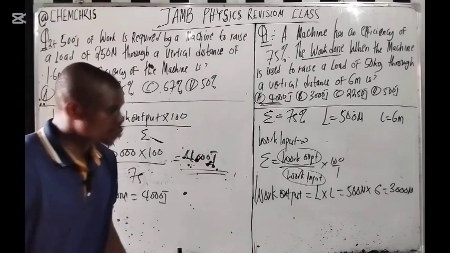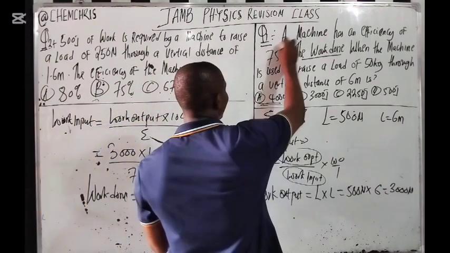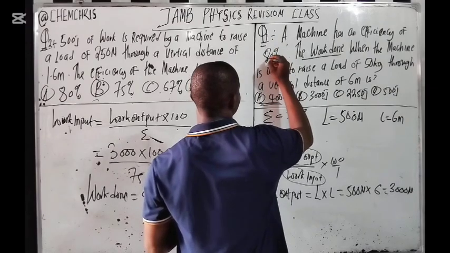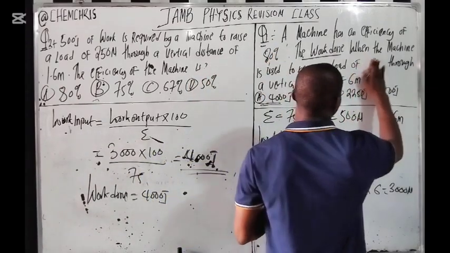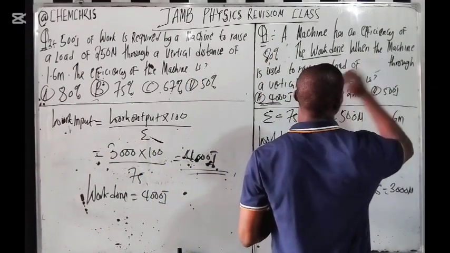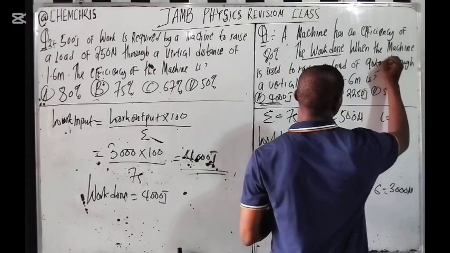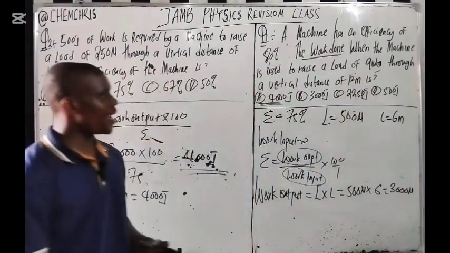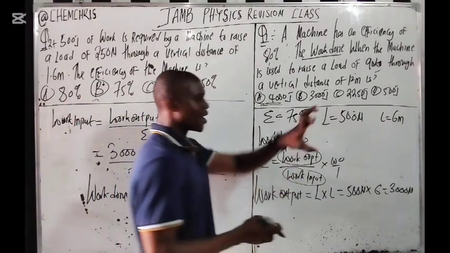Now let me change this stuff here. Let us say the efficiency is 80%, right? Now let us say 90 kg, and here we have 12 meters. Go ahead and solve this one for me. I just changed the values here.